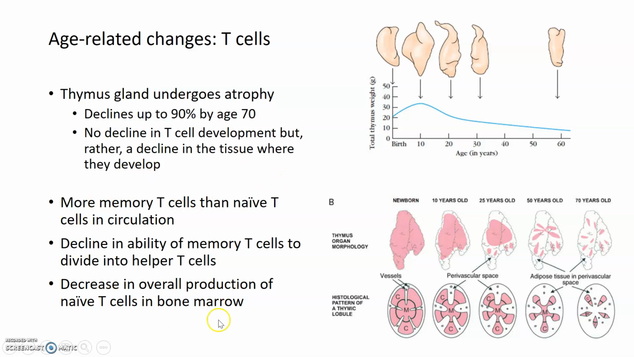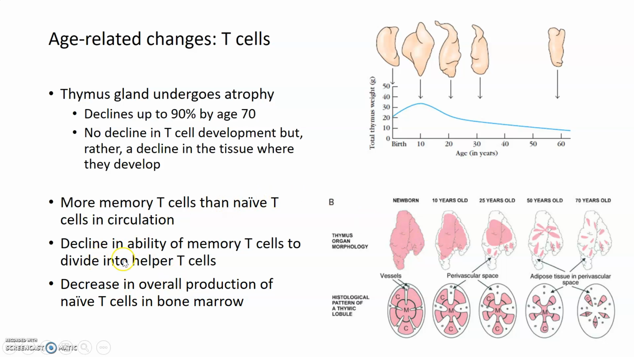And that leads to a couple different changes. First, it leads to kind of a change in the ratio between memory T cells and naive T cells in the circulation. Memory T cells, as you remember, kind of stick around after an infection, right? And so once they're memory T cells, that's it. They can't choose a different fate at that point. And so no matter what happens to the thymus gland, those memory T cells are going to remain in the circulation. But now there's a sort of decreasing number of naive T cells as well as other T cells generated by the thymus gland. And so this change in the ratio could affect immune function.